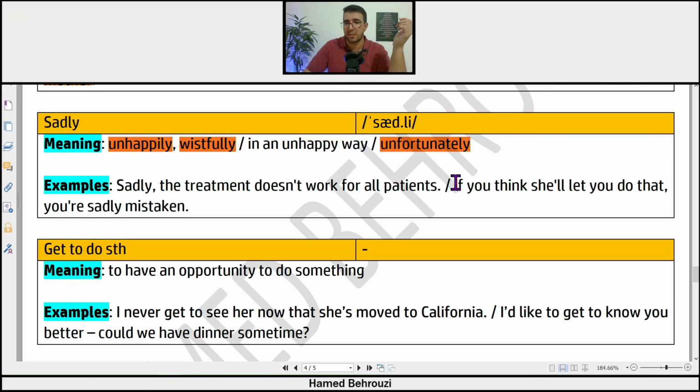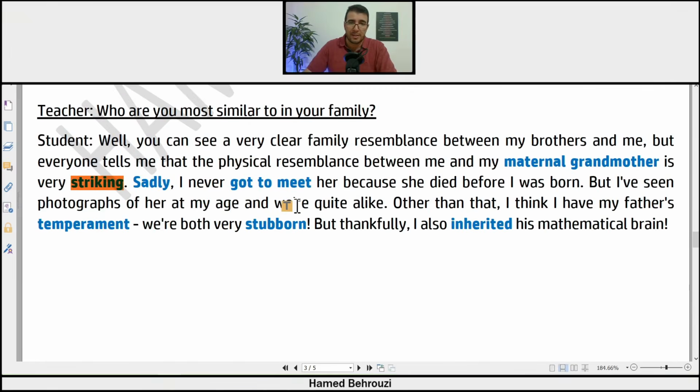You can also use it inside a sentence as an adverb. If you think she lets you do that, you're sadly mistaken. It means you're unfortunately wrong. The next one, get to do. I want to explain this one. It's really interesting. Look at this one.